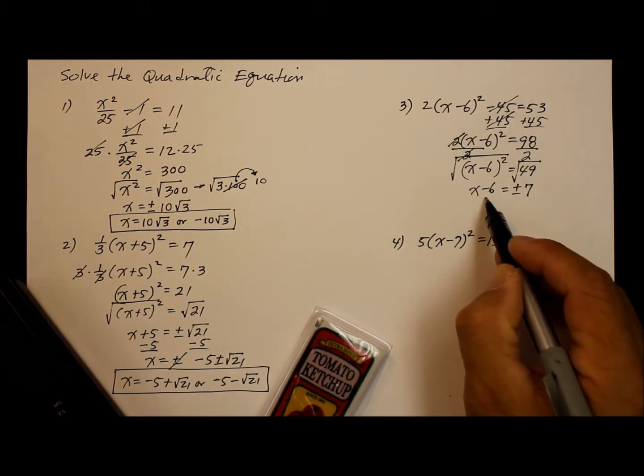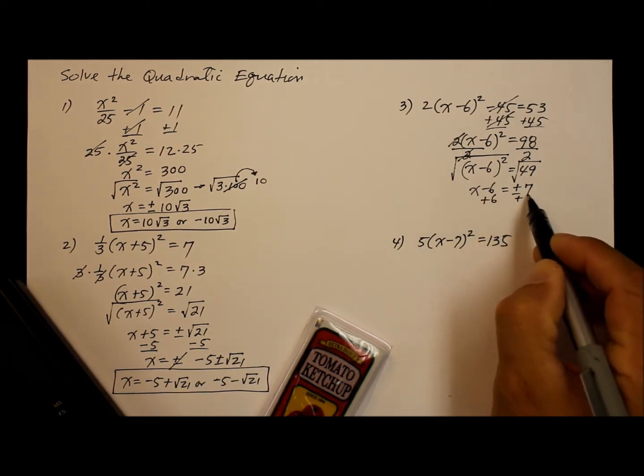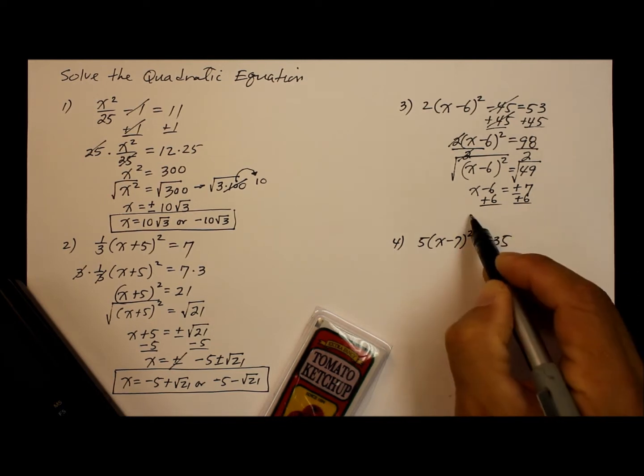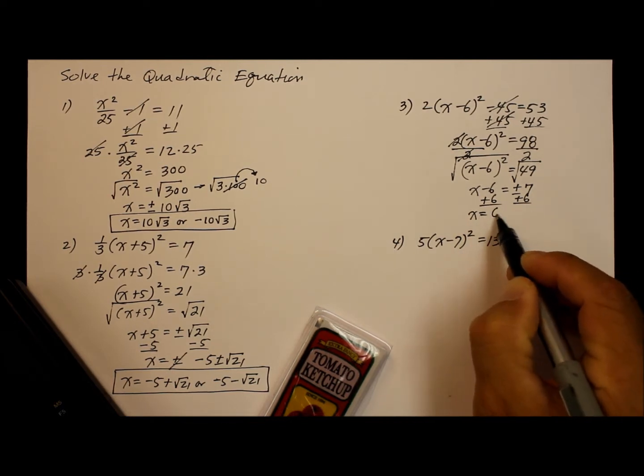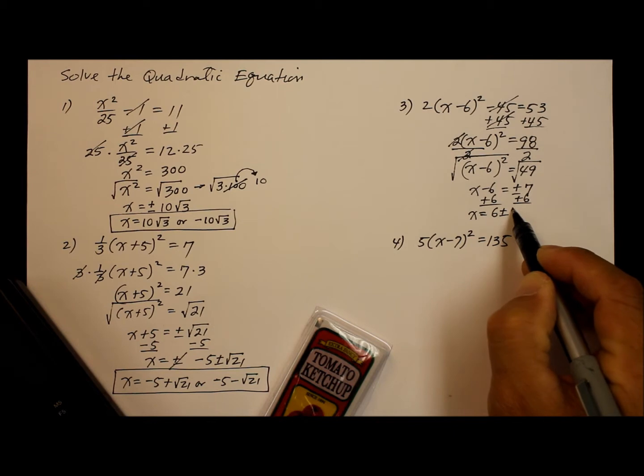Now you're going to solve for x by adding 6 to both sides of the equation. So x is equal to 6 plus or minus 7.